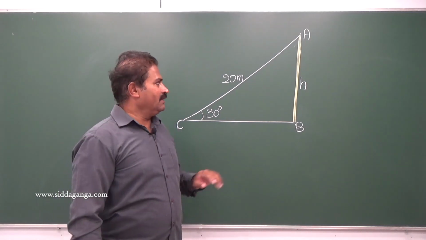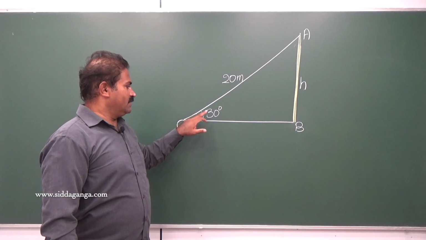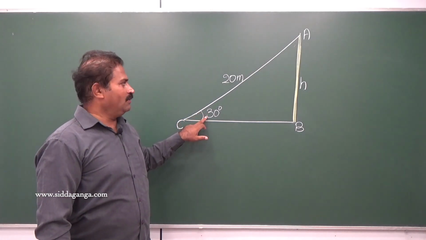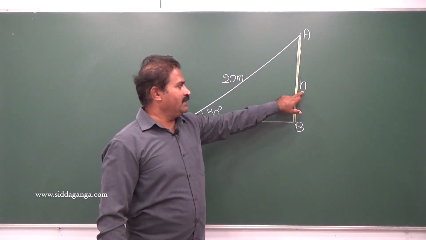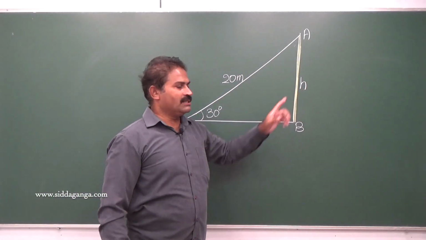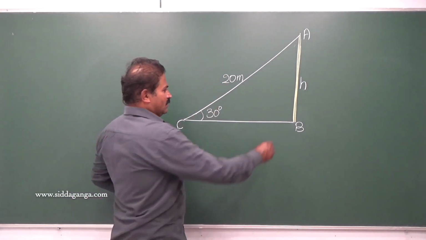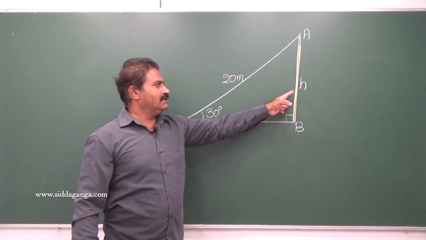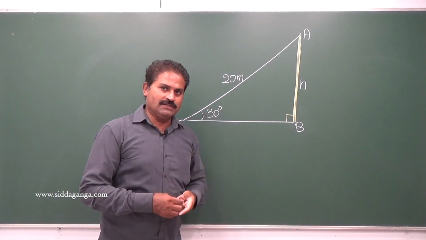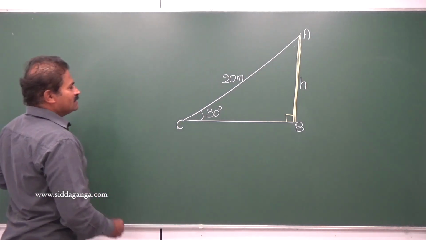And here we have represented pole and a rope which is making 30 degree angle with the ground, and the length of the rope is 20 meter and height we have mentioned as h. You need to find out what is the height of the pole. So here you have hypotenuse, and with respect to 30 degree, this is the opposite side. So hypotenuse and opposite side, what ratio you want to use? Yes, you can go for sine.